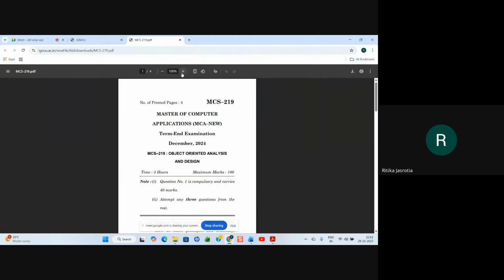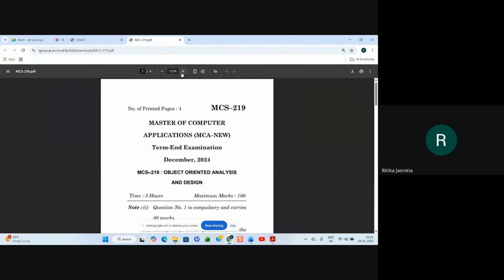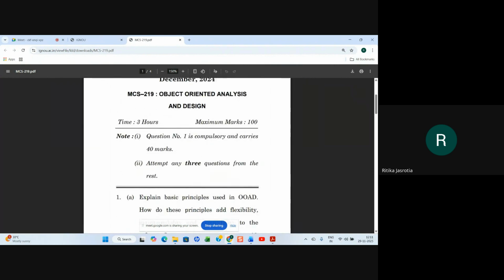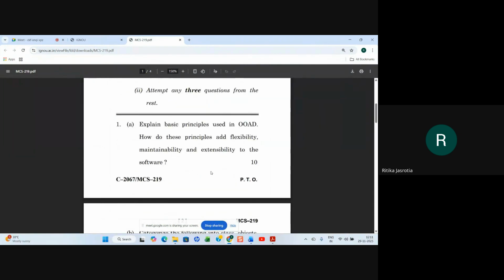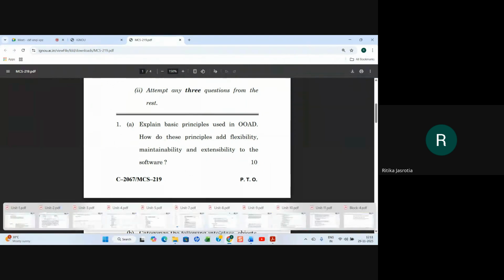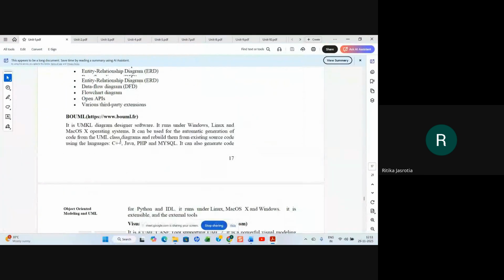So this is your December 2024 paper, right? Again, the same thing. Question number 1 will be compulsory and attempt any three. So here it is: explain basic principles used in OOAD. Principles will be your abstraction, polymorphism, and inheritance, which was in your first unit, right?